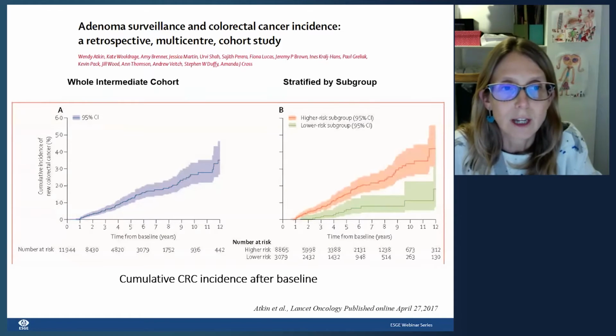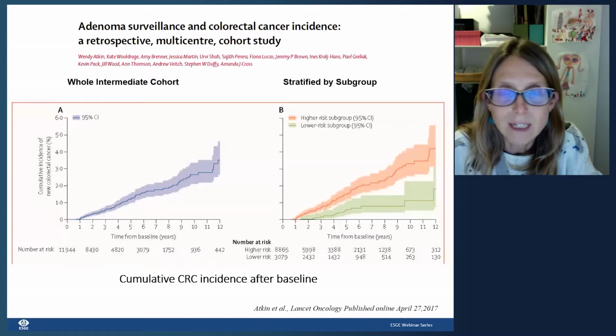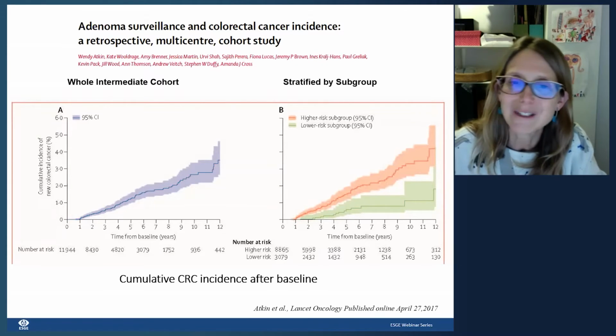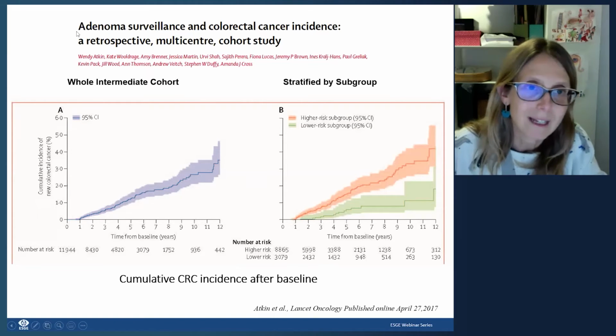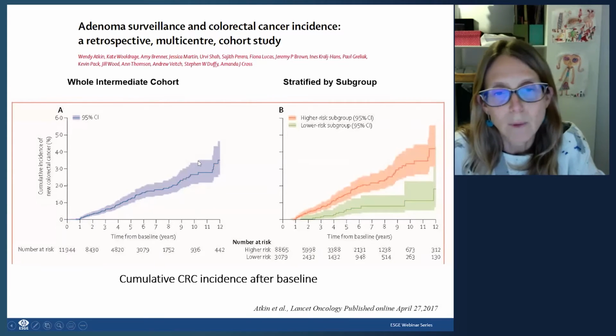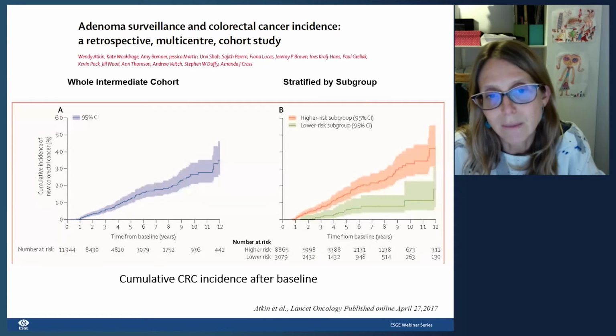This is a very important paper. I think it's a very, very nice paper. It's something that everybody needs to read. This paper by Wendy Atkin analyzed the group that was previously assessed as the intermediate risk group, which were people that had 3 to 4 adenomas, or 1 or 2 adenomas larger than 10 millimeters.